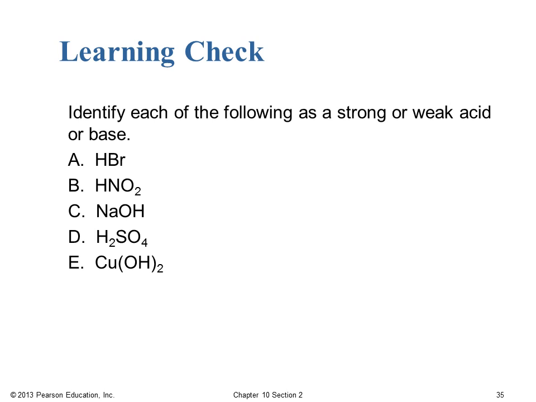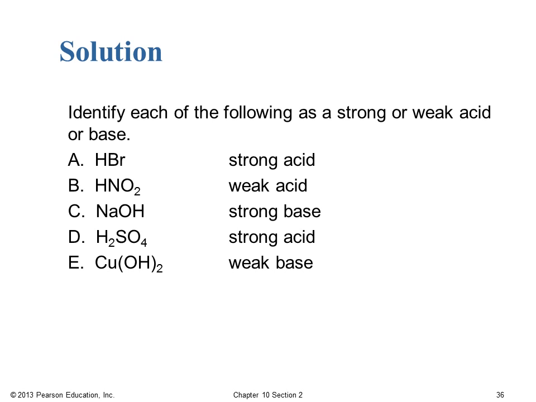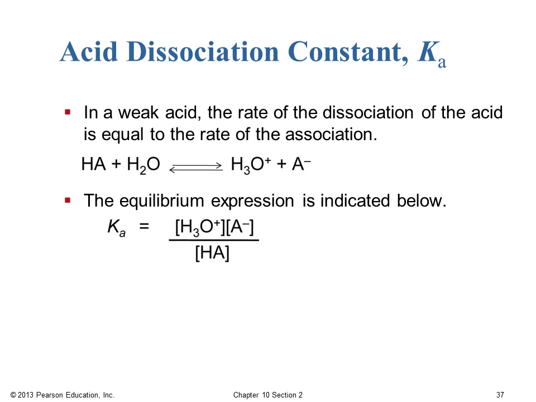NaOH, Na is a group 1 metal, and that's with OH, so that's going to be a strong base. H2SO4 is another one of those six strong acids, sulfuric acid. And copper 2 hydroxide in letter E is going to be a weak base. So it has the OH, that's how you can recognize it's a base, and it's not with a group 1 or group 2 metal, so it's going to be weak. And so that's what we see in these cases.